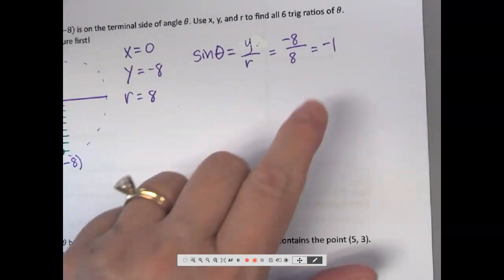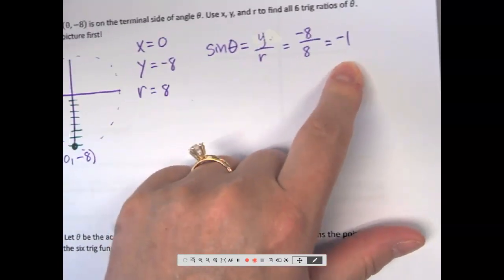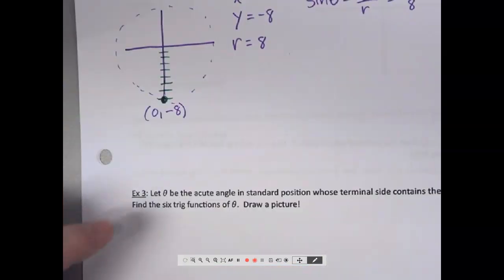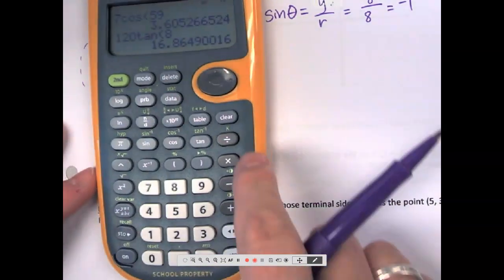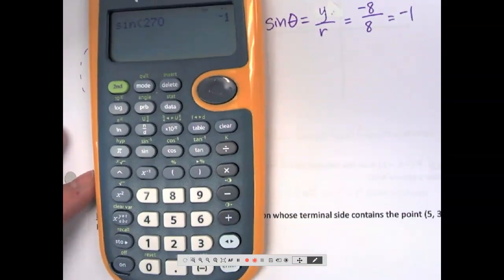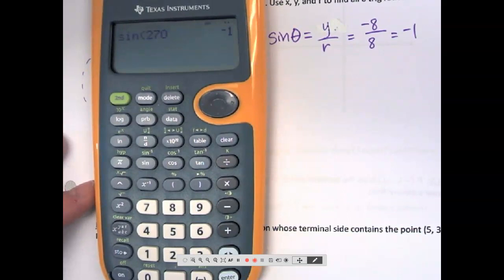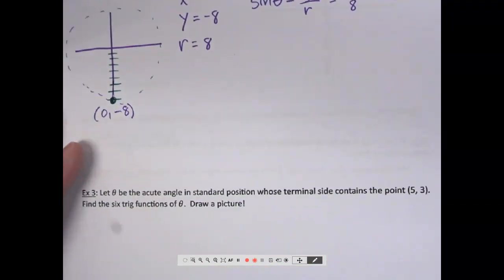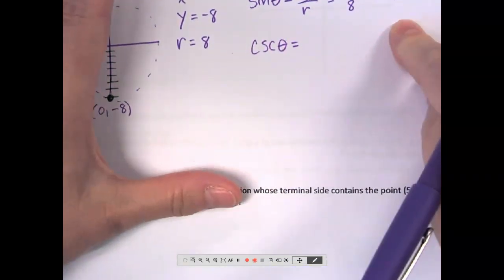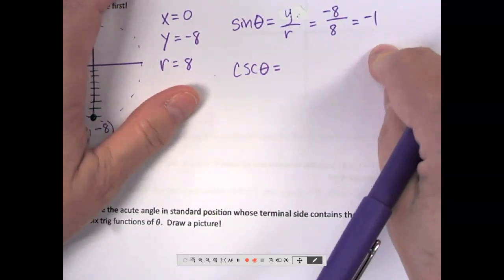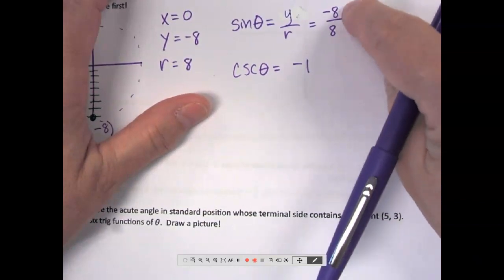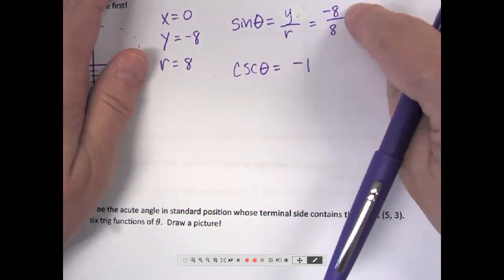Okay, so that seems weird, doesn't it? We've never gotten negative answers. But let's say I called this 270. If I rotate 270, I'd be in that location, right? Let's see what sine of 270 tells me. Sine 270, negative 1. Very cool. All right, so what's cosecant? What's the reciprocal of negative 1? Negative 1. I mean, imagine if I flip that fraction right there, I'd still get negative 1, right?